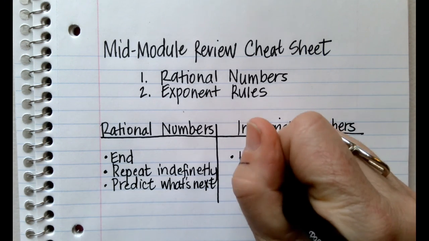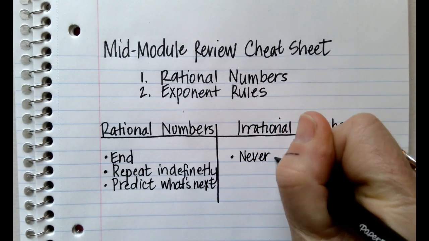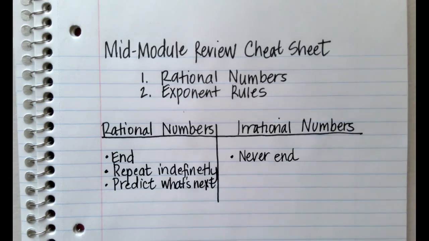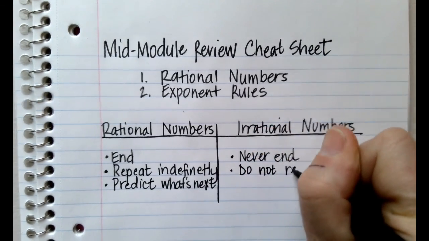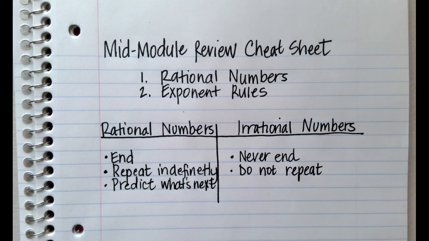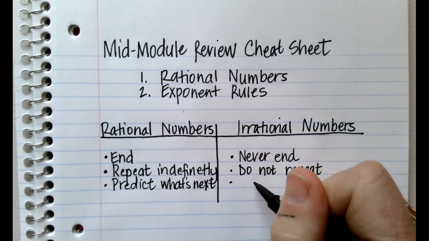The opposite is true of irrational numbers. So irrational numbers never end. They go on and on forever. They do not repeat. I repeat, they do not repeat. And I cannot predict what is going to happen next.